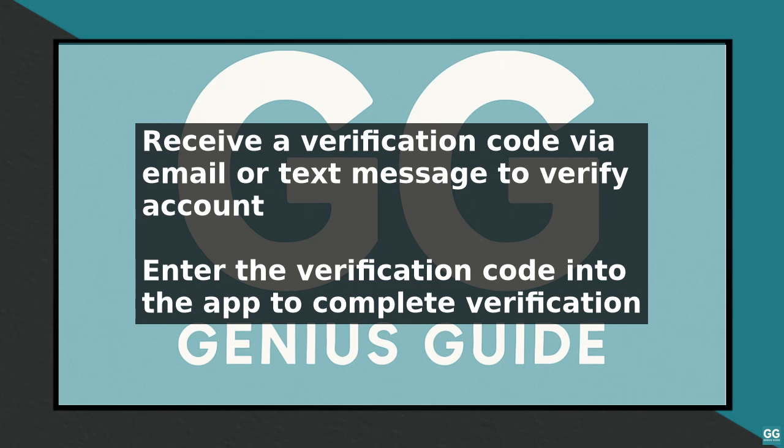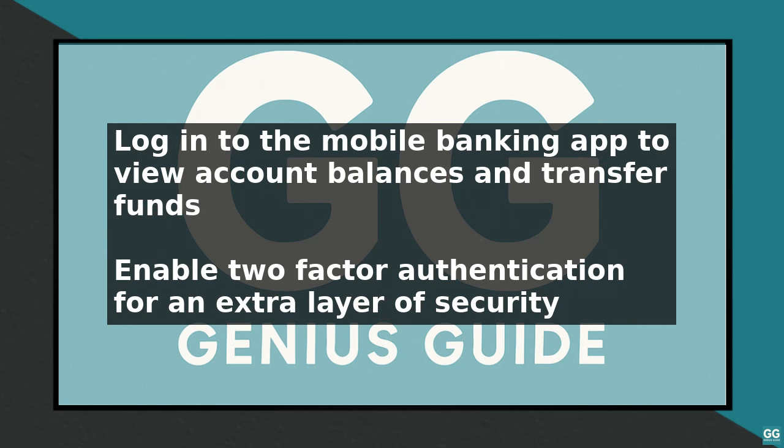To add an extra layer of security to your mobile banking account, consider enabling two-factor authentication. This will require you to enter a verification code sent to your phone or email in addition to your password when logging in. Finally, make sure to keep your mobile banking app up to date to ensure you have the latest security features and functionality.